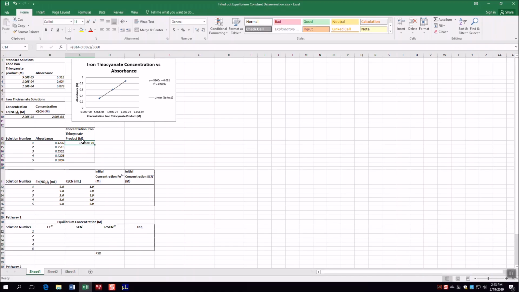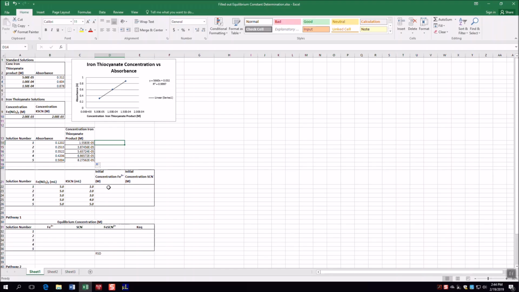Now we need to do that for each of these other values. However, because it's Excel, we don't have to type that in every time. Since these two numbers, the minus 0.032 and the divided by 5660, are typed in, the only number that'll change is the absorbance. So we can just drag this down, and it'll calculate our concentration for each of those absorbance values.